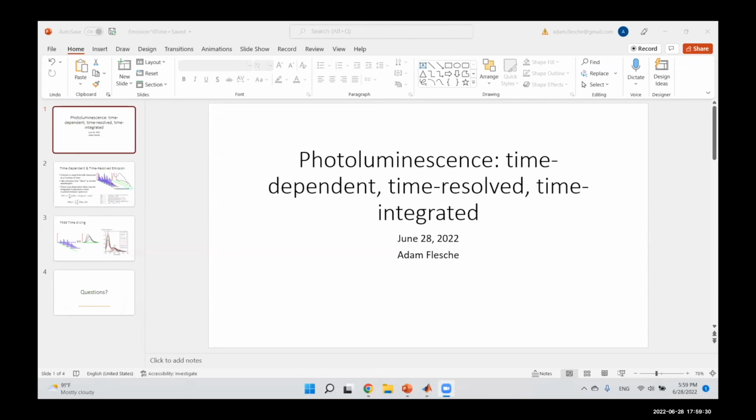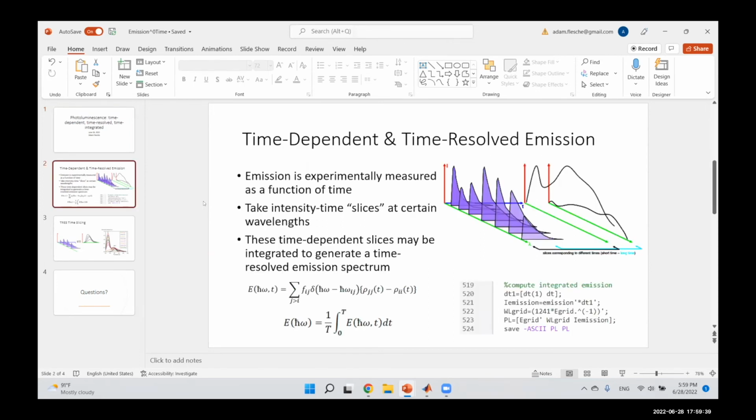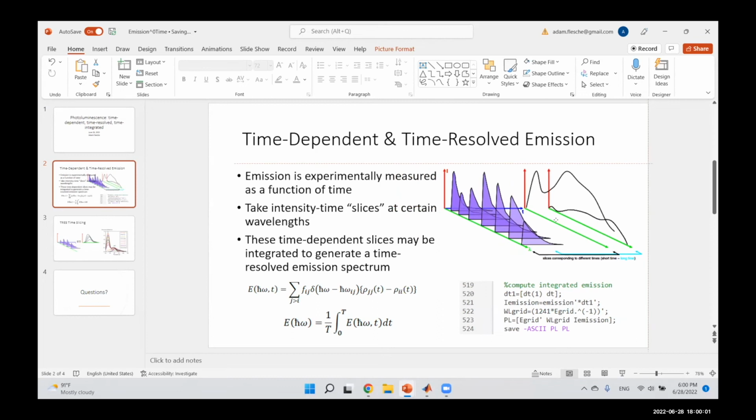Thank you. Okay, so I was just going to talk about time-dependent, time-resolved, and time-integrated emission. I found these cool figures that basically show we're taking slices of time-dependent emission spectra at certain wavelengths and integrating those to get this time-resolved spectrum over here. I just showed the part of the code that does this and what it relates to. That's basically what I have for that.